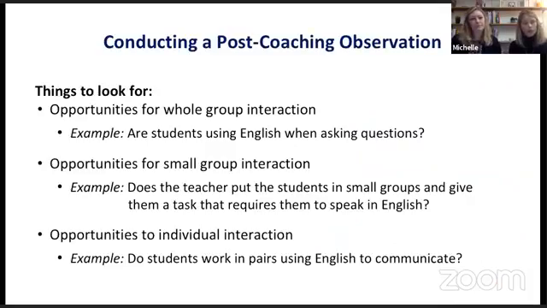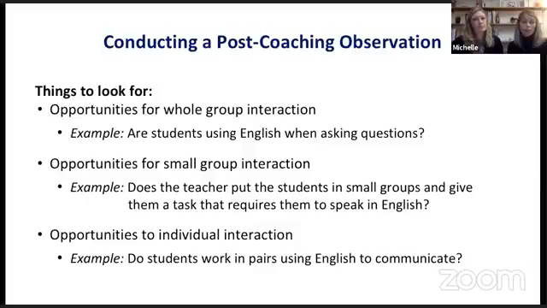So in a post-coaching observation, it's very similar to your first observation. When you're going in for the second observation, you're really kind of looking for the same things, because the observation and the whole coaching cycle is driven by the goal. And in this case, it's the goal that Michelle identified, which is to increase student oral language production in the target language.